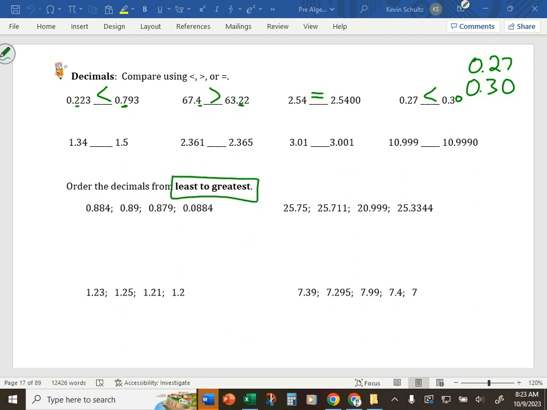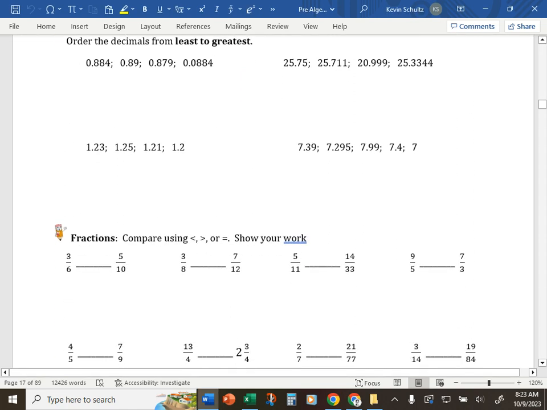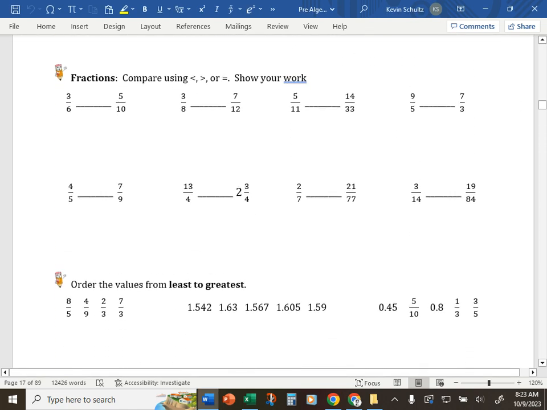Highly recommend the stacking method for this. And then lastly, everyone's favorite thing, fractions.